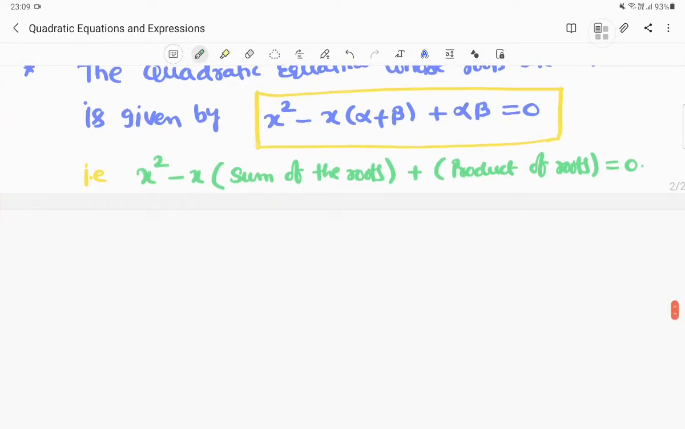Suppose, for example, 7 plus or minus 4i are the roots of the quadratic equation. Find the quadratic equation: alpha equals 7 plus 4i, beta equals 7 minus 4i, substitute in this, and we can simplify, you will get the answer.